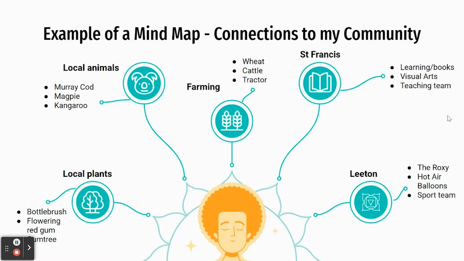So here's an example of a mind map. I've digitized mine. So as you can see, I've got some local plants, local animals, farming, but then I've gone off and added a little bit more information per one. So I'm going to look at my mind map after I've finished it and then choose 2 to 3 aspects to begin with for my design. So I might choose art, perhaps farming, and maybe some local plants.